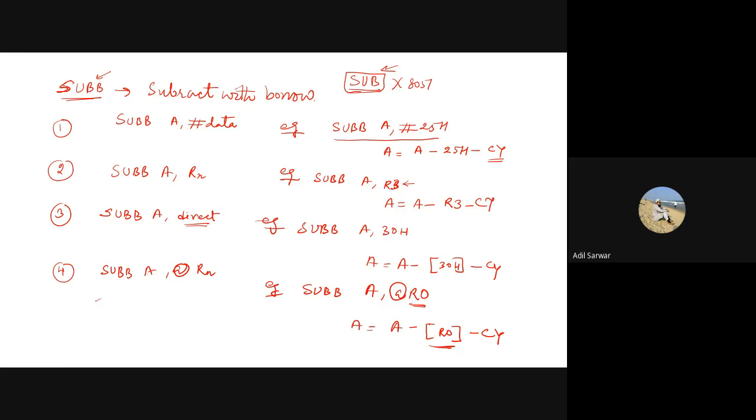Okay, is it fine? One thing you must be noticing here is that in the SUBB instruction, minus CY, the content of the carry flag gets subtracted when this operation is performed. So when you are working with 8-bit numbers, you have to ensure that the carry flag is set to 0 initially.